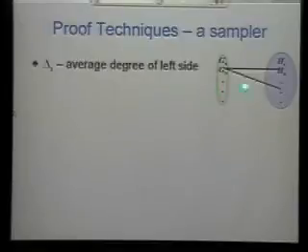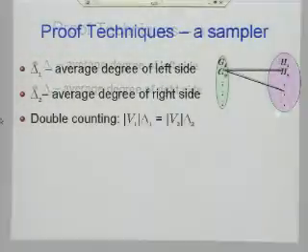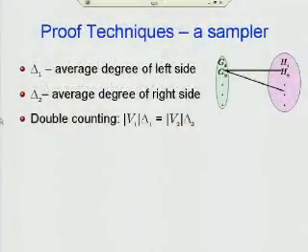I still didn't tell you how I'm going to connect the edges. But once I tell you how I'm going to do it, it will turn out that the average degree of a graph on the left-hand side will be delta 1. On the right-hand side, it will be delta 2.